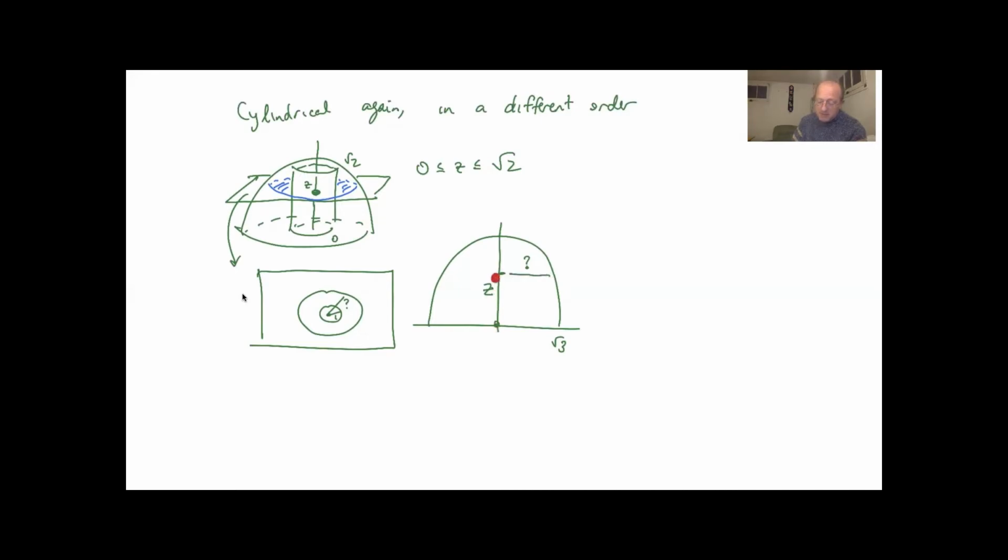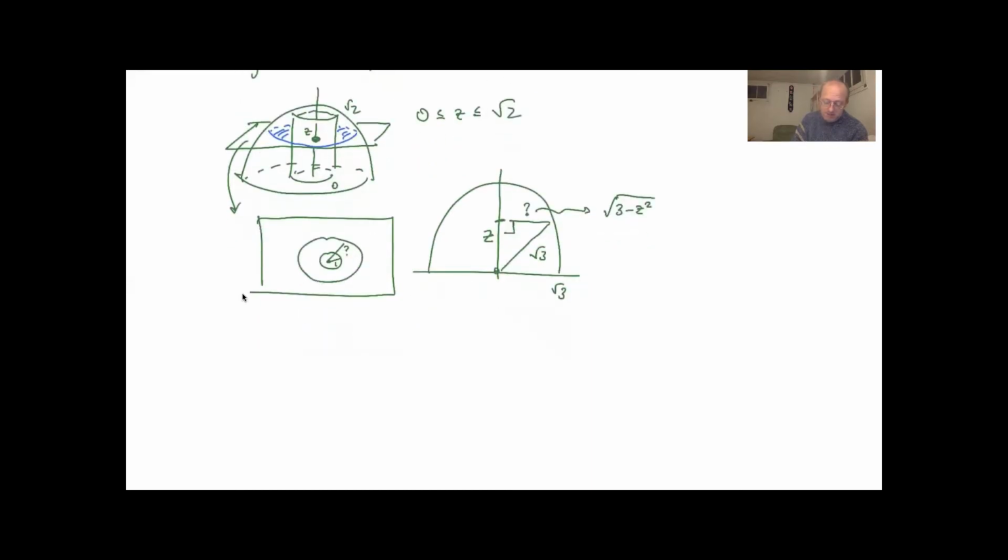Well, we know one side here, we're looking for another, and fortunately we know one more side of a triangle because we know this is a sphere of radius root 3. And it's a right triangle. So with the Pythagorean theorem, we can find that this is square root of 3 minus z squared. This radius here turns out to be square root of 3 minus z squared because of the Pythagorean theorem applied to this triangle.